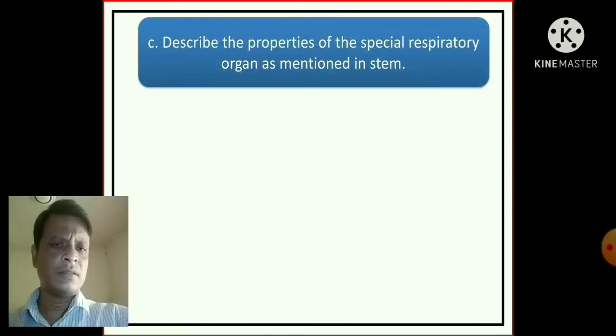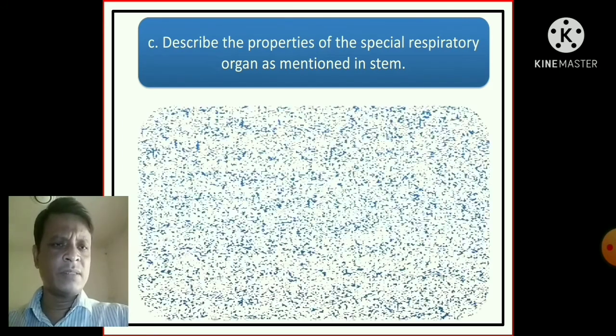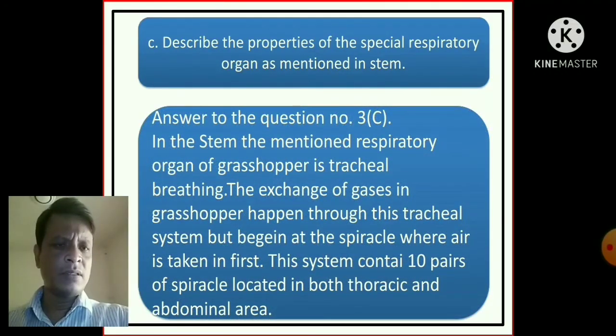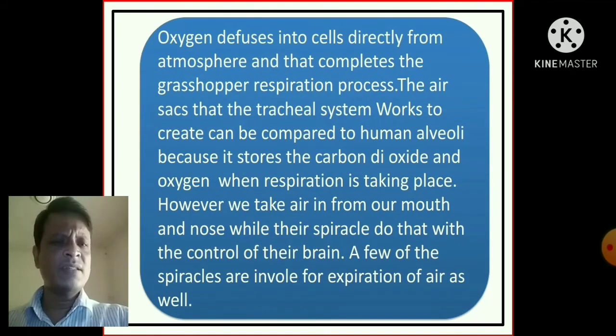Now question C: describe the properties of a special respiratory organ as mentioned in this stem. The answer to question number 3C: the respiratory organ of the grasshopper mentioned in the stem is tracheal breathing. The exchange of gas in the grasshopper happens through the tracheal system, but begins at the spiracle where air is taken in first. This system contains 10 pairs of spiracles located in both thoracic and abdominal areas. Oxygen diffuses into cells directly from the atmosphere and that completes the grasshopper respiration process.